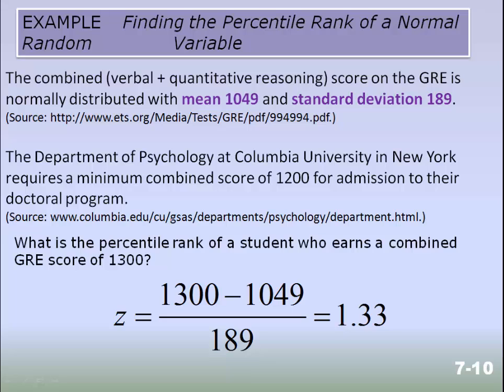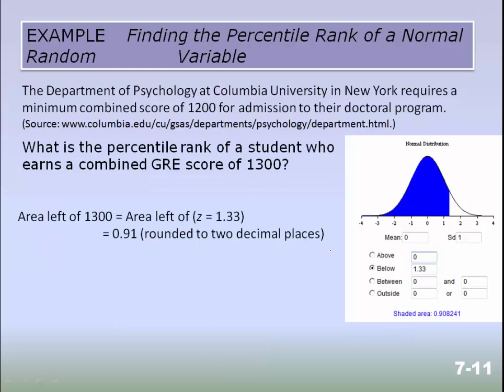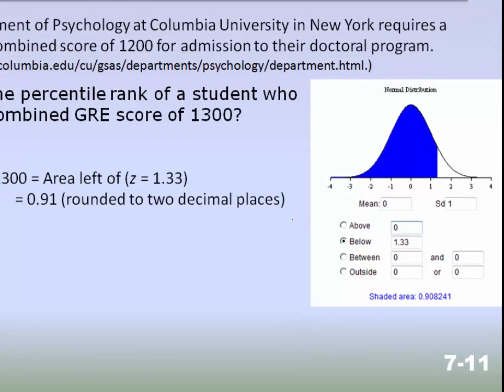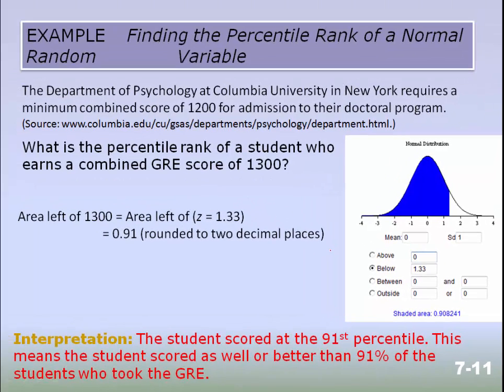So we take 1300 minus the mean of 1049 and divide by our standard deviation and find out that the z-score equivalent to a score of 1300 is 1.33. Then we calculate the area to the left of the z value of 1.33 and find out that it's 0.91, or 91 hundredths, rounded to 2 decimal places. The interpretation is that the student scored at the 91st percentile, and we recall that this means the student scored as well or better than 91% of the students who took the GRE.